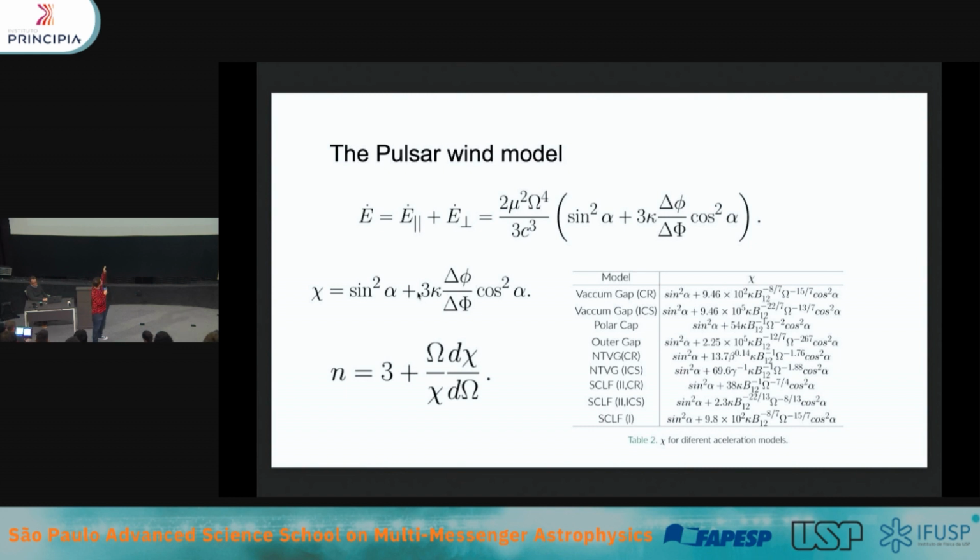And we have some models of emission in this magnetosphere. These models of emission, there are many. Some of those are in this table. And we can see that this acceleration happens in gaps. And this acceleration of particles generates radiation, gamma rays and radio waves and everything else.